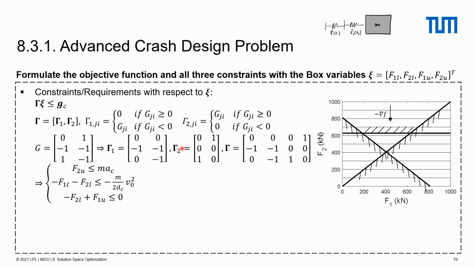And for gamma 2, it only takes the positive elements in G. That is, 0 comes to 0 and 1 is positive, so it comes to 1. -1 is negative, so it comes to 0. This -1 also comes to 0. This 1 is positive, so it comes to 1, and -1 negative goes to 0. And we can construct gamma with gamma 1 and gamma 2.